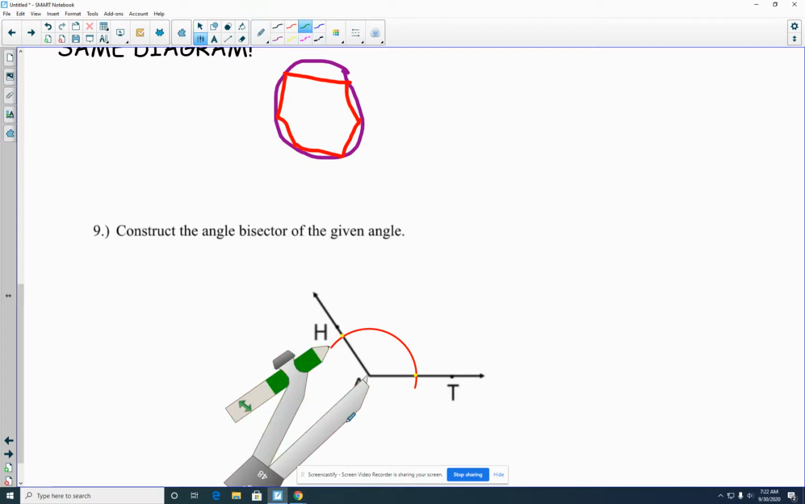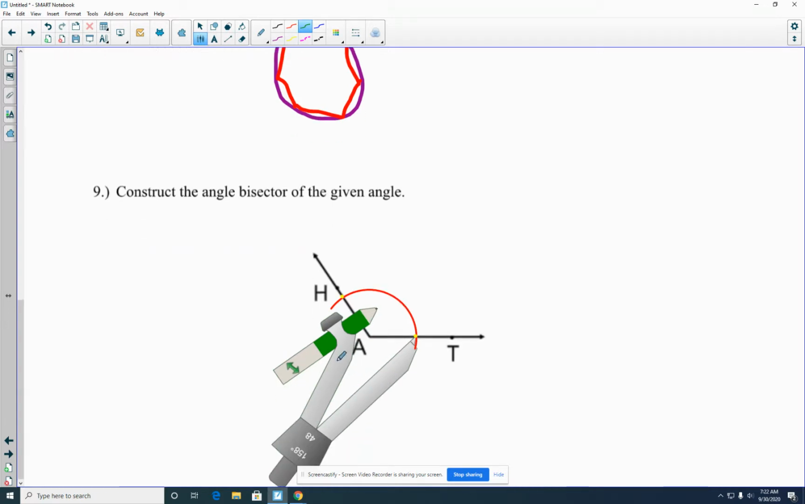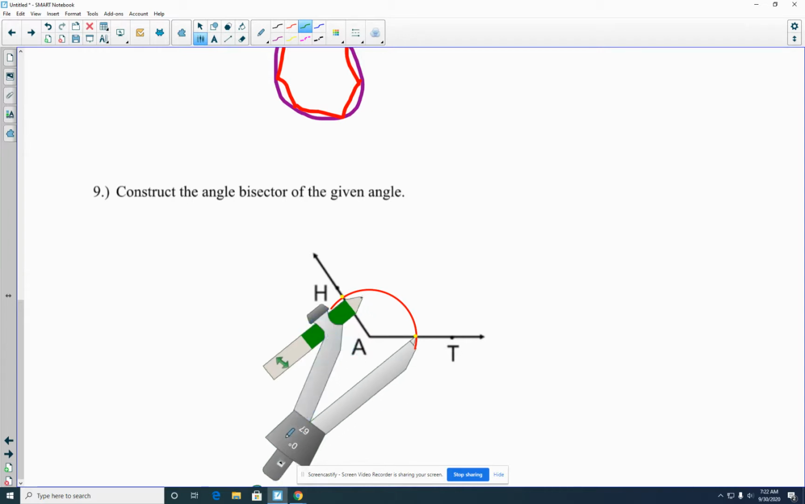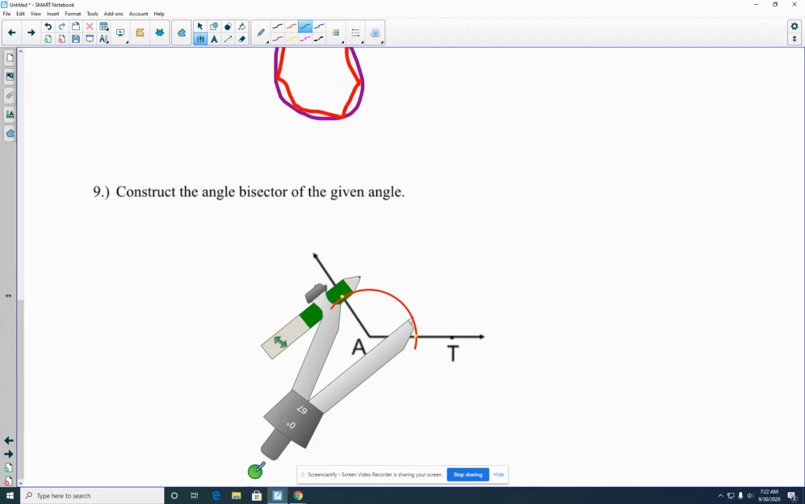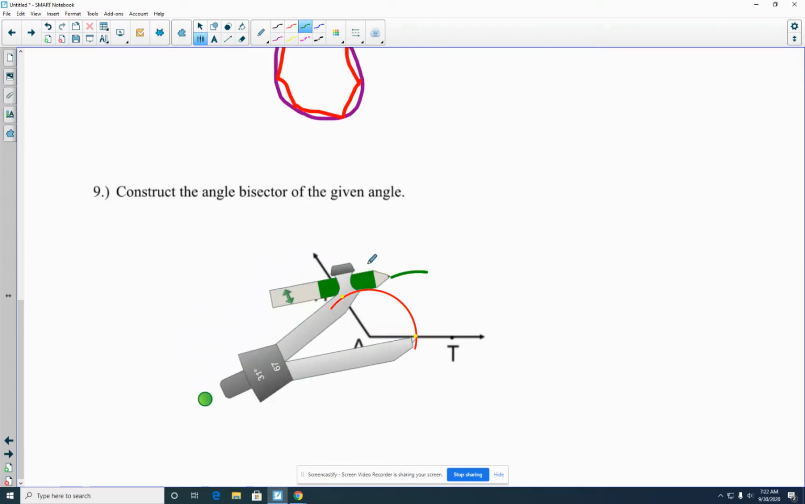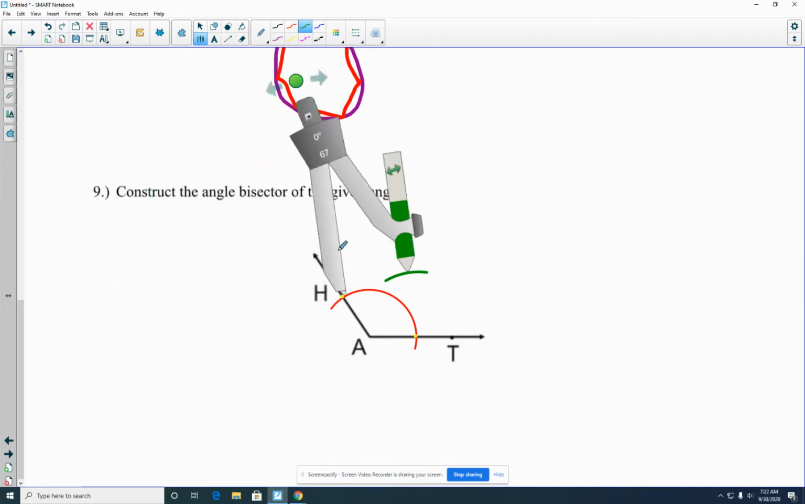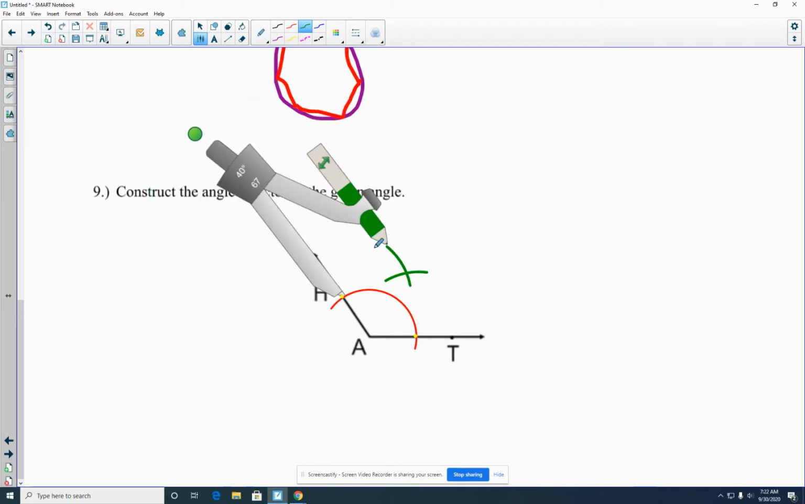Take your compass, move it to that intersection point, as so. And now I have to swing 2 more arcs. At this point, you can choose to open up your compass a little bit further. You don't have to. That's completely up to you. I like to just stretch it out. Okay. And now I put this on the intersection point. I swing an arc like that. Okay. Take the same compass width, go to the other intersection point, swing an arc.